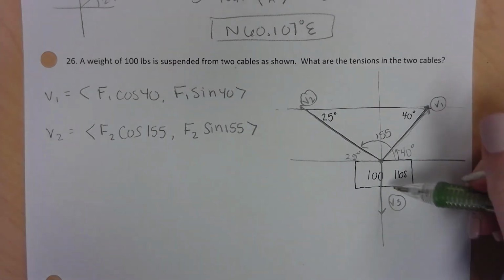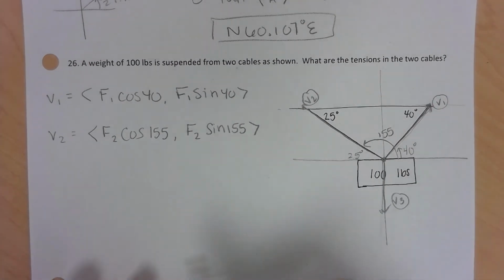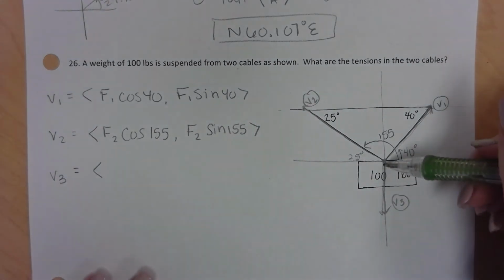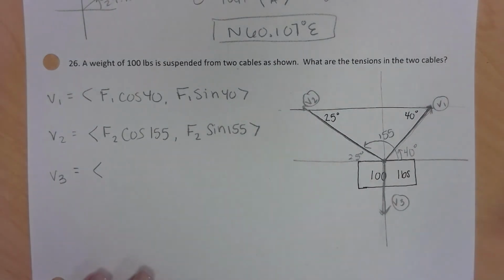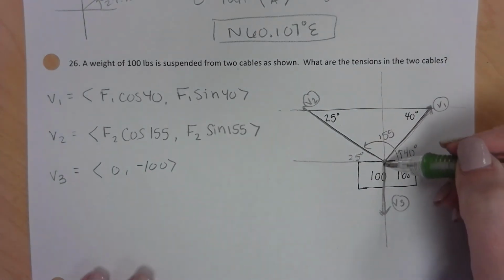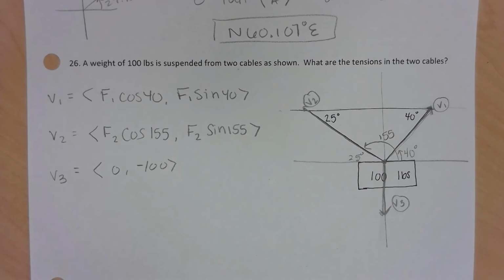Okay, lastly, we have this 100 pounds that's trying to pull downwards. So this would be 0, negative 100. Right? It's not going left or right, it's just going straight down, negative 100.